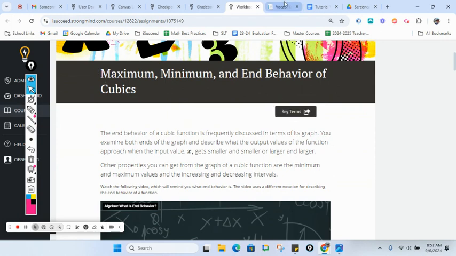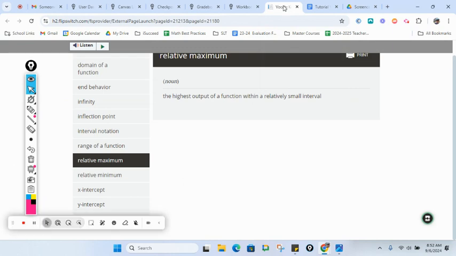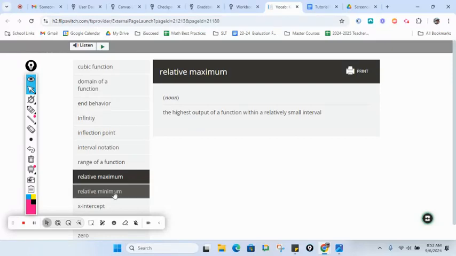So I opened up those key terms in a separate tab here. And as you can see, there's a lot of vocabulary. Some of them you're probably like, oh yeah, we just use that word all the time now in math class. But I want to focus on the maximum and minimum. And in fact, they say relative maximum and minimums here.